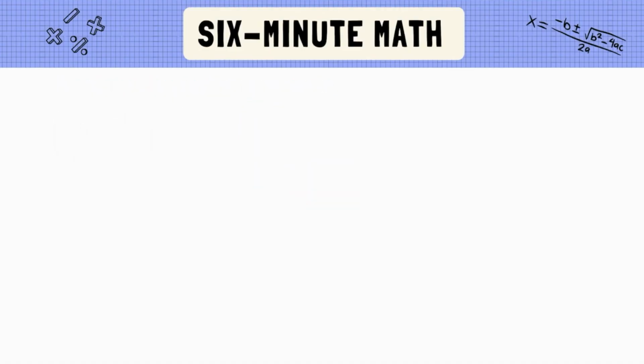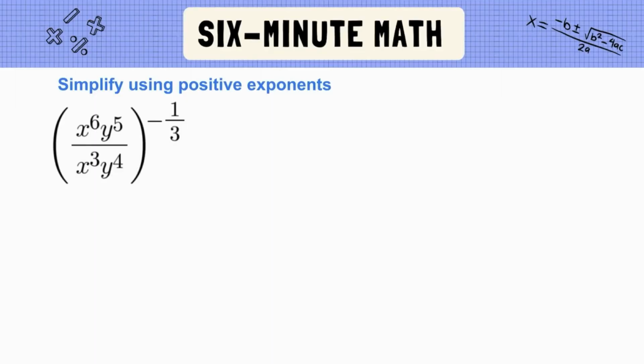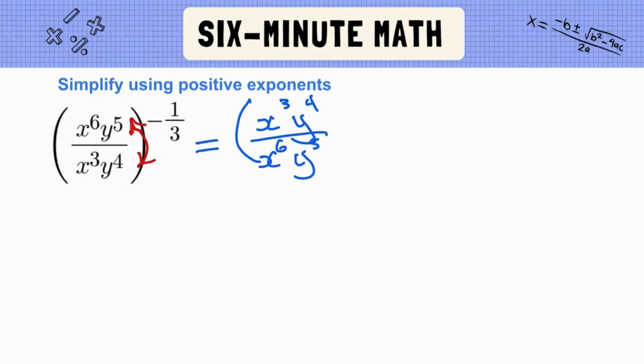On to our last example here. We are going to simplify using positive exponents. In this example, I'm actually going to get rid of my negative first, by taking the reciprocal of what is in my brackets by just flipping top and bottom. That changes to x cubed y to the 4 over x to the 6 y to the 5. And by doing that, I have gotten rid of my negative exponent.